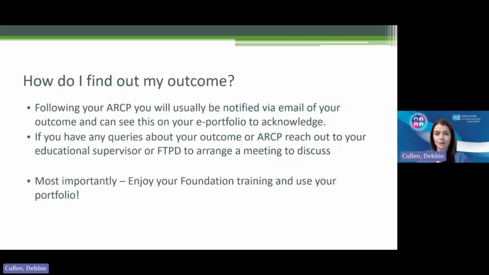And how do you find out your outcome? Because we meet as a panel, but how do we tell you as the resident doctor? So following your ARCP, it will be uploaded to your portfolio. That'll either be TIS or Horus, depending which school you're in. And you'll also be notified through the email address that you've provided on your portfolio via the portfolio software, and also your medical education teams will normally let you know.